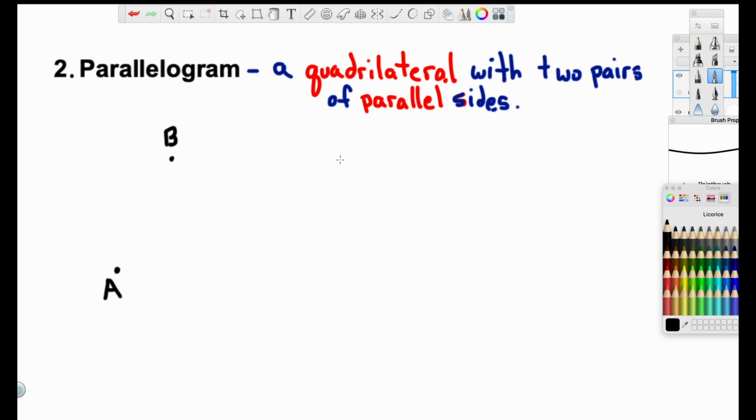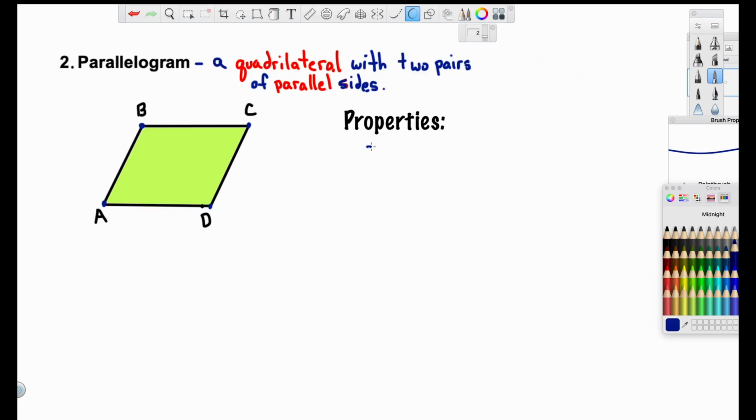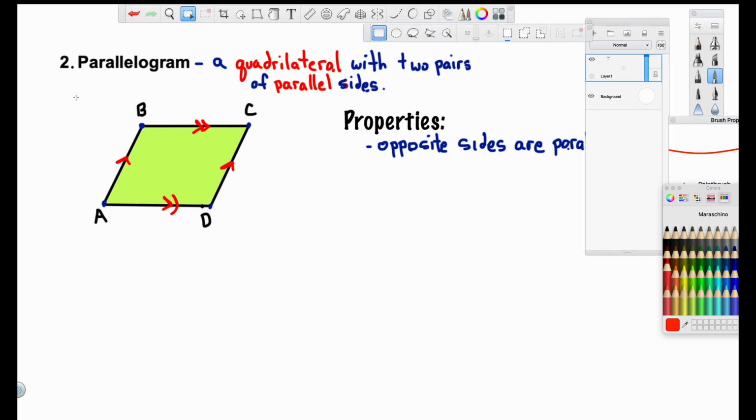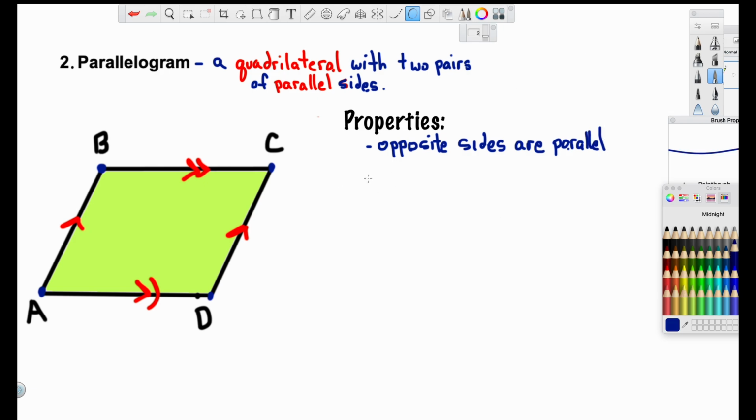Okay, so I'll sketch a parallelogram here. And let's talk about some properties of a parallelogram. What are the properties of a parallelogram? We know that the opposite sides are parallel. That is a key property. We also know it inherits all the properties of a quadrilateral, so the interior sum is 360. But there are a lot more properties here for a parallelogram.